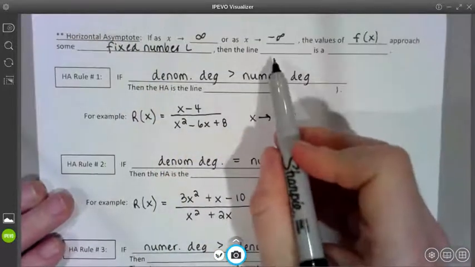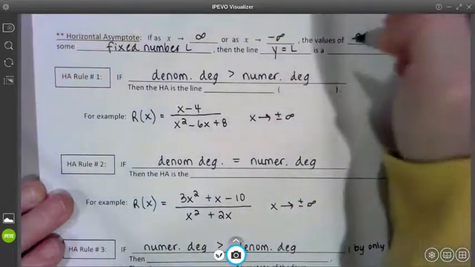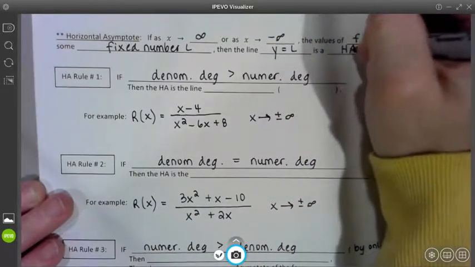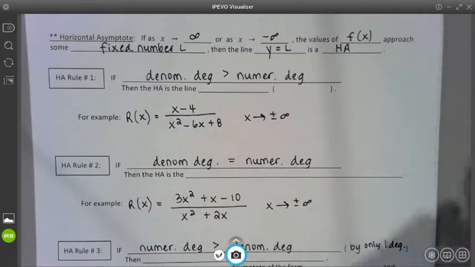Right? Then the line y equals L is a horizontal asymptote. So as x gets bigger and bigger, if the y values are all approaching some fixed number L, that means we have some fixed number that the y values are becoming, and that's going to become a horizontal asymptote for the graph.